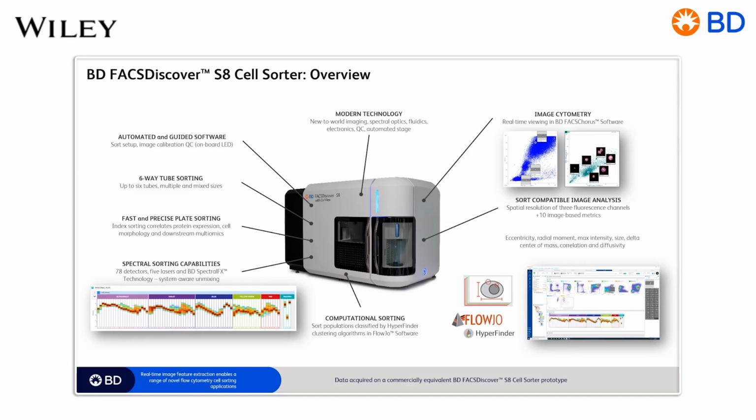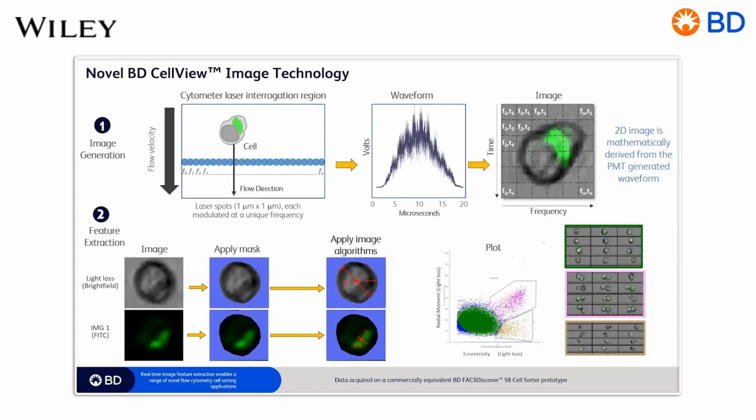I'm going to focus on the imaging aspect of it and what that technology does for you in terms of the applications that it enables you to do. So to talk about the imaging, we need to first understand the imaging. This is a very simplified breakdown of how the images are generated, but essentially the images come from a PMT signal. This is a classic piece of hardware that detects light on flow cytometers.